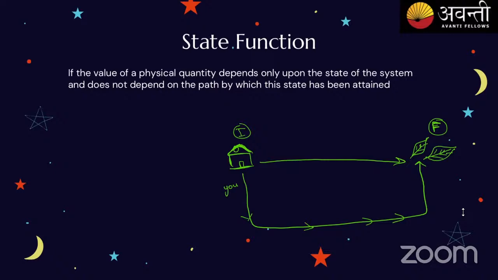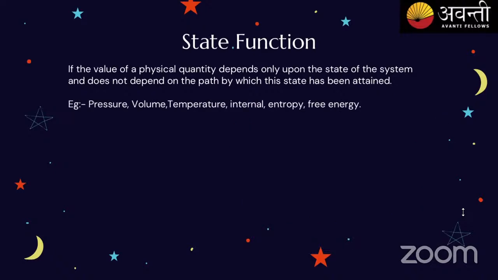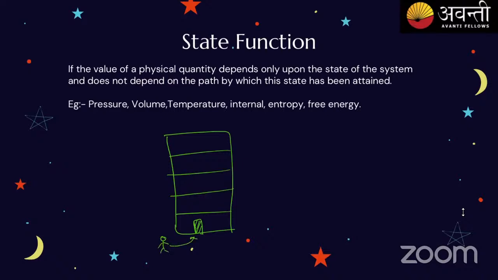Now I can give you one more example here. Let's say we have a building here, and there is a lift also. You are going and climbing the lift and going to the above floor. Or you can go through the stairs. If you are taking stairs or if you are taking the lift, the final position is on the 5th floor itself, right? It is not changing.